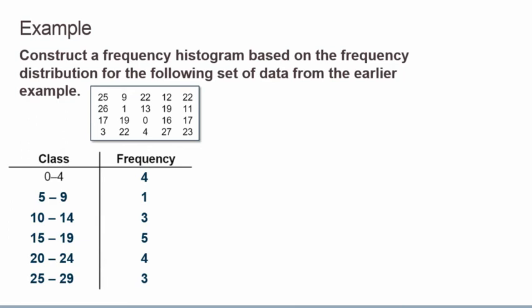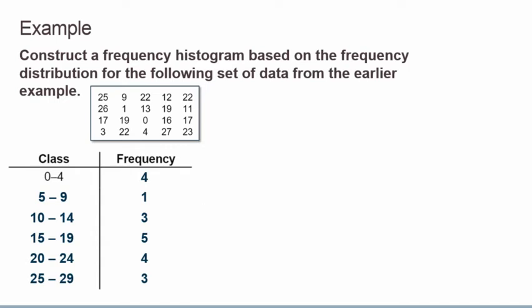Example. Construct a frequency histogram based on the frequency distribution for the following set of data from the earlier example. So we are using the frequency table with the classes 0 to 4 with a frequency of 4, 5 to 9 with a frequency of 1, 10 to 14 with a frequency of 3, 15 to 19 with a frequency of 5, 20 to 24 with a frequency of 4, 25 to 29 with a frequency of 3.